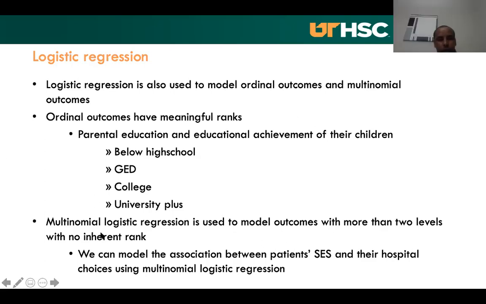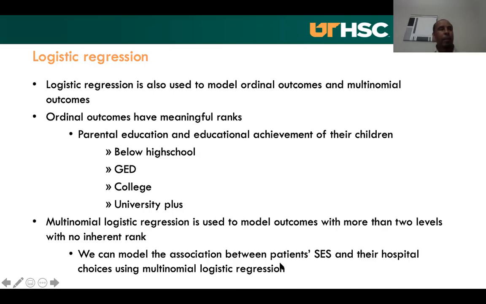We can also use logistic regression to examine the association between predictor variables and multinomial outcomes. In multinomial outcomes, we have more than 2 levels of outcome, and there is no inherent ranking or order in the levels of the outcome. So we can model the association between patient socioeconomic status and their hospital choices using multinomial logistic regression.